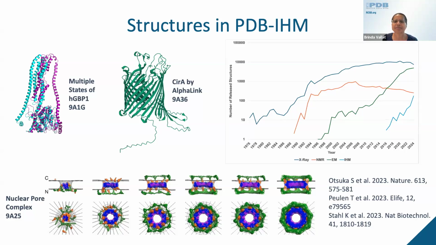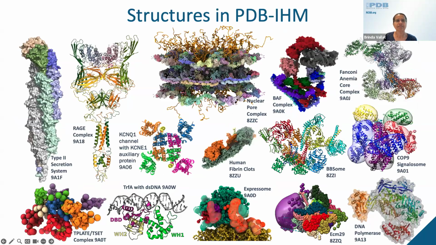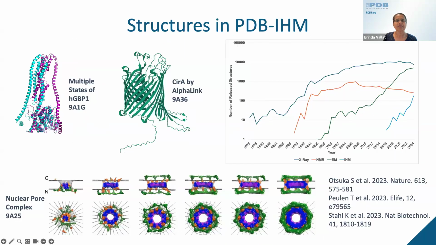And Brinda, the slides are not advancing. The last slide we have here is the structures in PDB-IHM. Okay, now this is the big one. Then we have this one. We don't see the next one. I'm still on this one. Okay, all right. So this was the nuclear pore complex, the multiple states of the GTPase, and this is the AlphaLink structure. So yeah. Okay, sorry. That's okay.